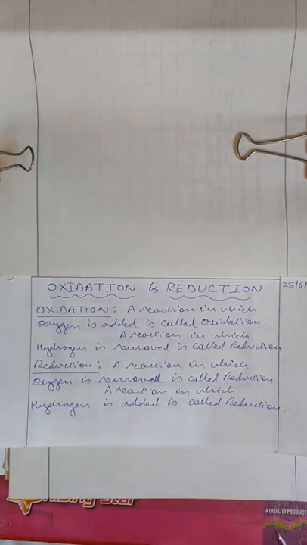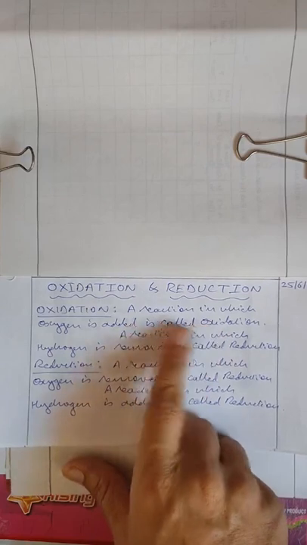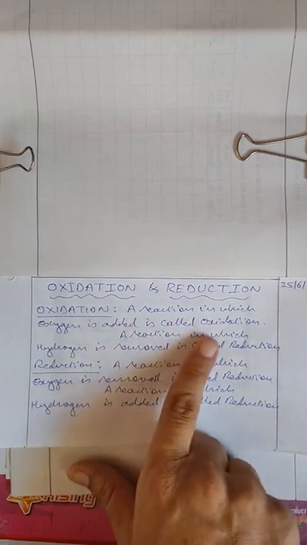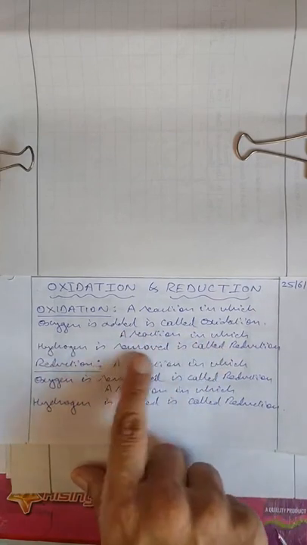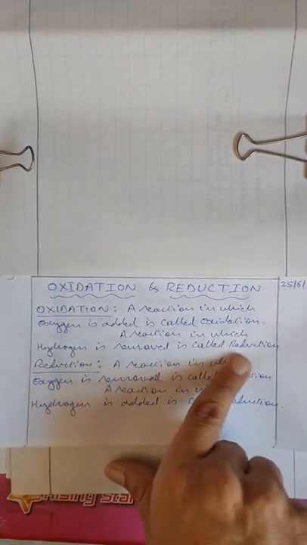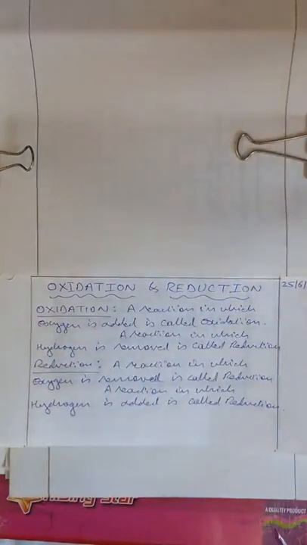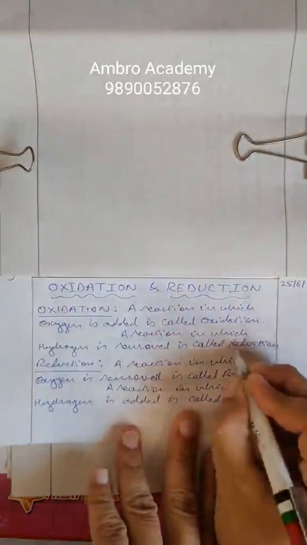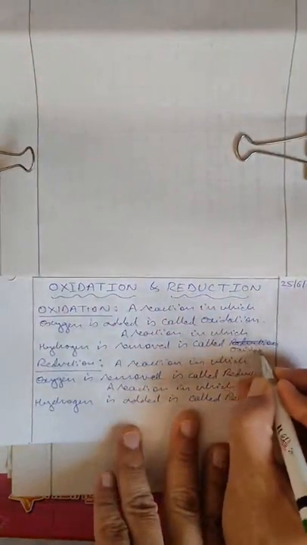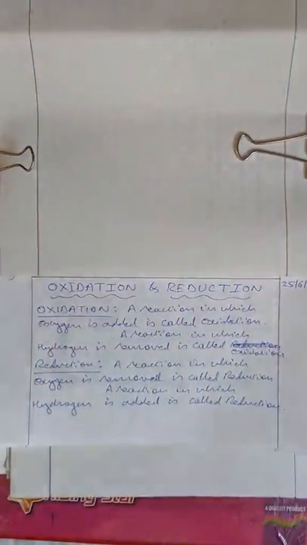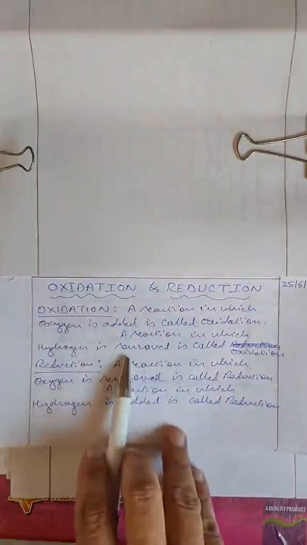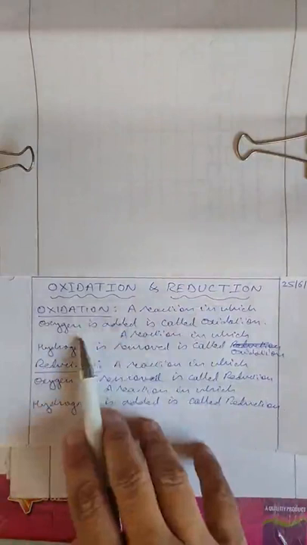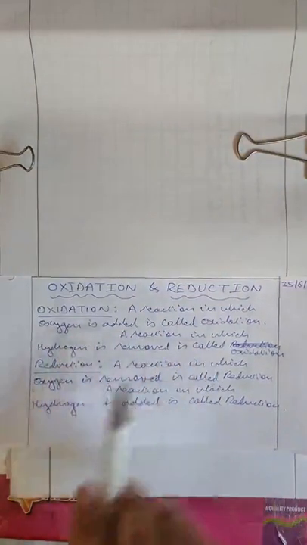Oxidation. What do you mean by oxidation? A reaction in which oxygen is added is called oxidation. That means a reaction in which you are adding oxygen is oxidation. Or we have one more definition: a reaction in which hydrogen is removed is called oxidation. That means either you are adding oxygen or you are removing hydrogen. So we can write one definition: a reaction in which oxygen is added or hydrogen is removed is called oxidation.